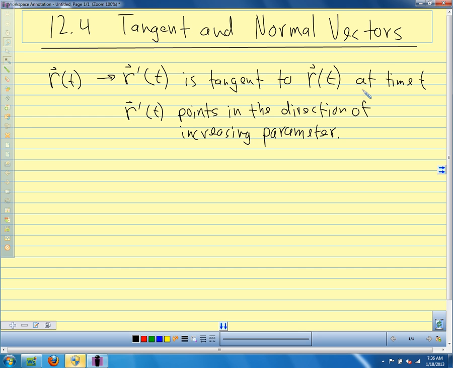So what we're interested in this section is we know that r prime is a tangent vector. We want to come up with a unit tangent vector, because as we go further with studying vector valued functions, this unit tangent vector is going to be useful. We're going to end up using it a lot, and then we're going to find a unit normal vector, and that's going to be useful as well. So we're going to use this interpretation of r prime being tangent to r and pointing in the direction of increasing parameter to define our unit tangent vector to a curve.